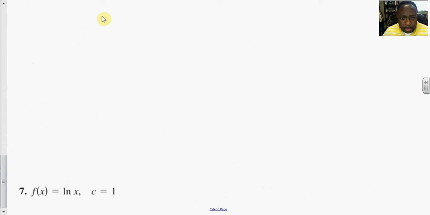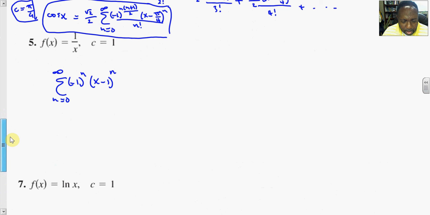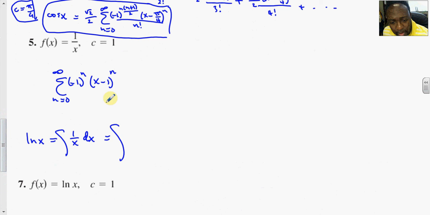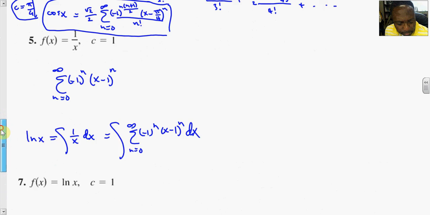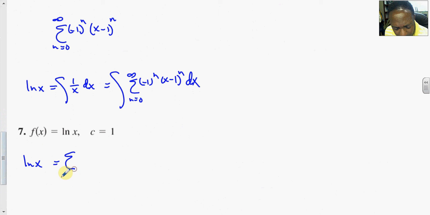So we're fine. The natural log of x centered at 1, those two go together. Do you recall how we got it? I can show you real quick. The natural log of x is equal to the integral of 1 over x. So that's like saying the integral of this summation here gives us the natural log of x is the summation as n goes from 0 to infinity of negative 1 to the n times x minus 1 to the n plus 1 all over n plus 1.